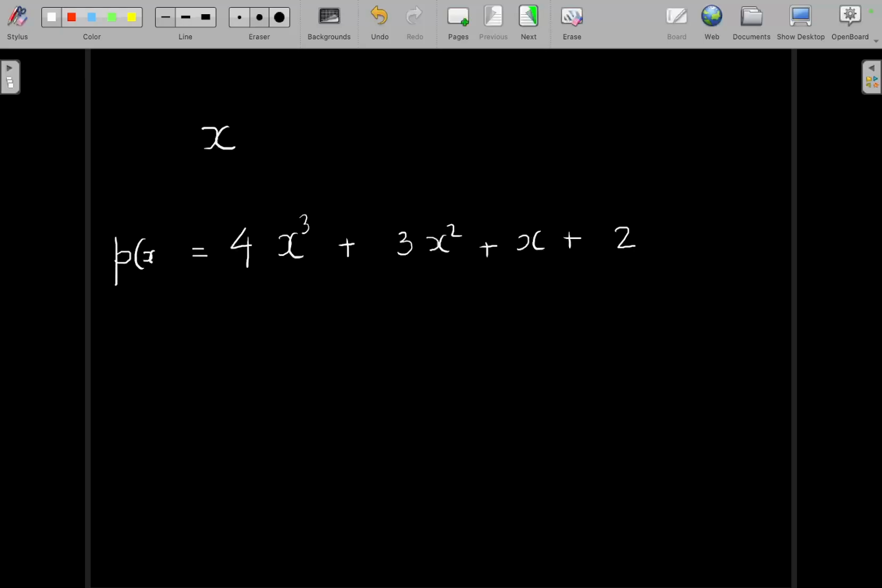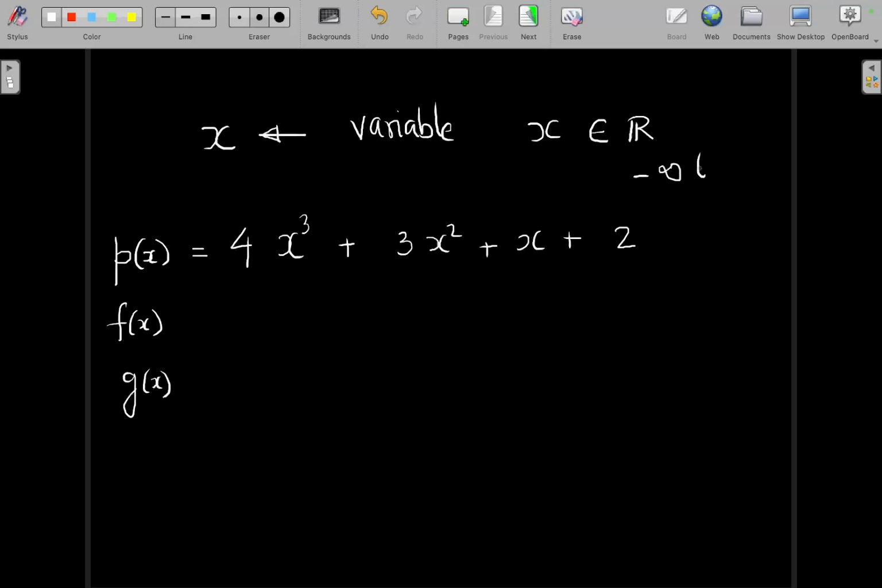We could call it anything you like, f of x, g of x. Here what you have to understand is that this x is a variable, and what I mean by variable is it can assume any value, anything. So we say that x belongs to the real numbers. Anything from minus infinity to plus infinity is fine.